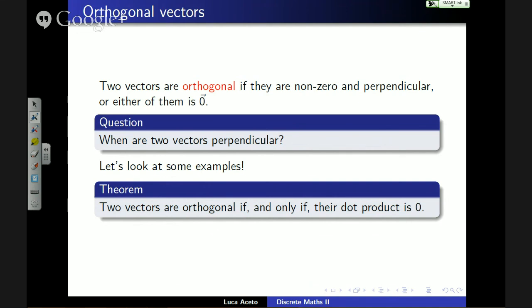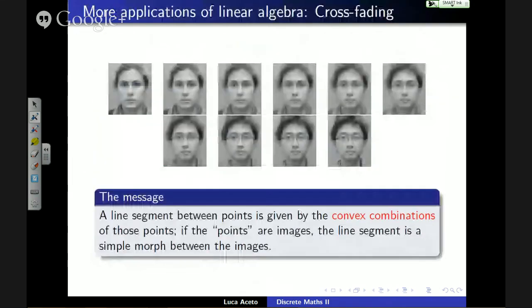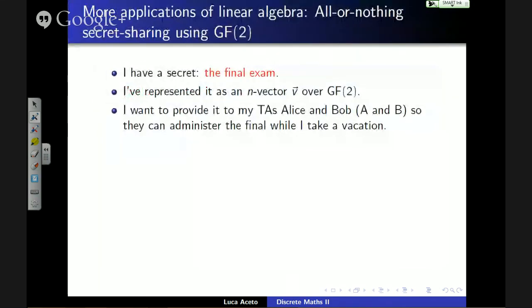Well, since we have time, I cannot resist showing you another application of linear algebra before we close off. So I don't have to do it next time round. Okay, secret sharing. Now I have a secret, which is the final exam. In fact, it's so much of a secret that I haven't written it down yet. So even I don't know it. But suppose that I have actually written it down. I represent it as a long vector of bits because I'm a computer scientist.